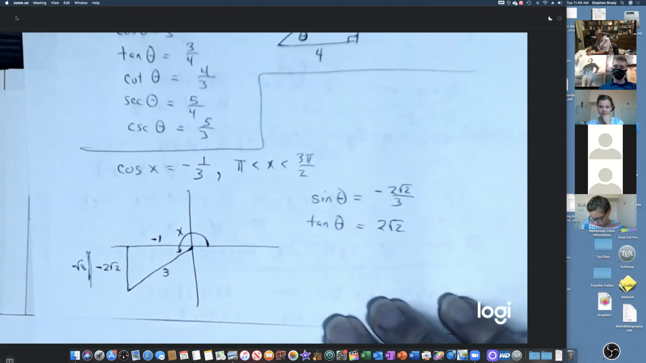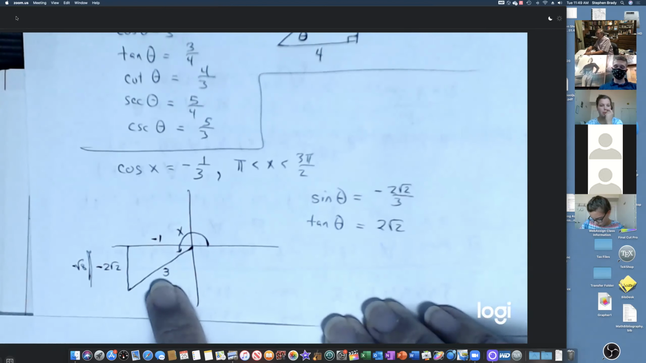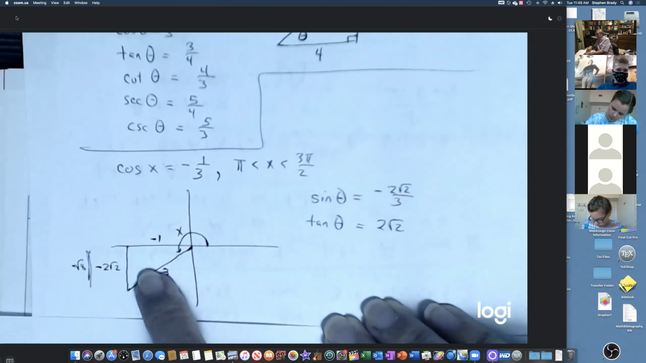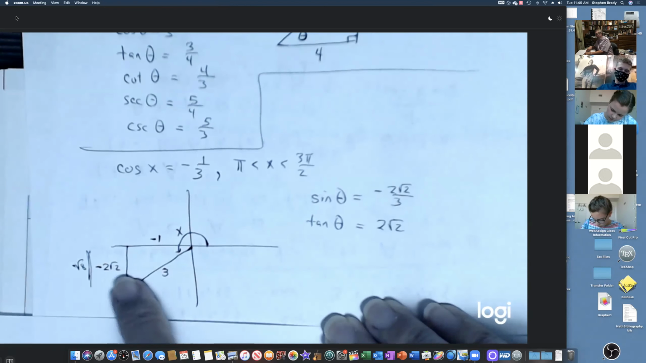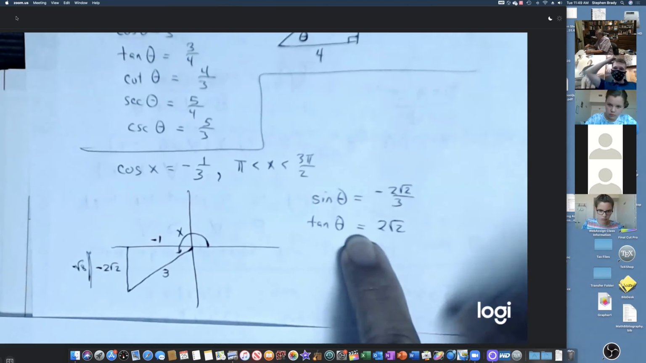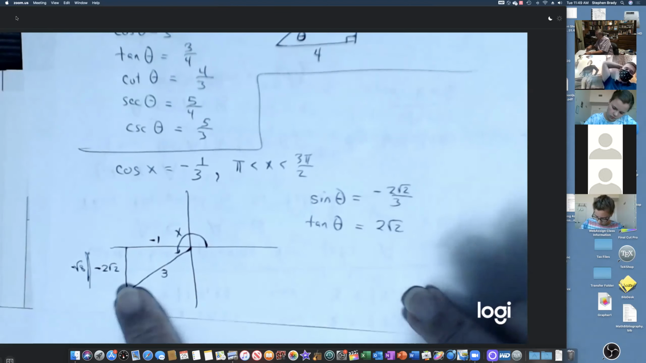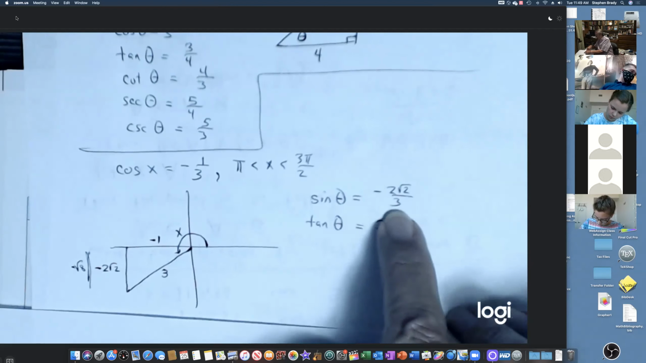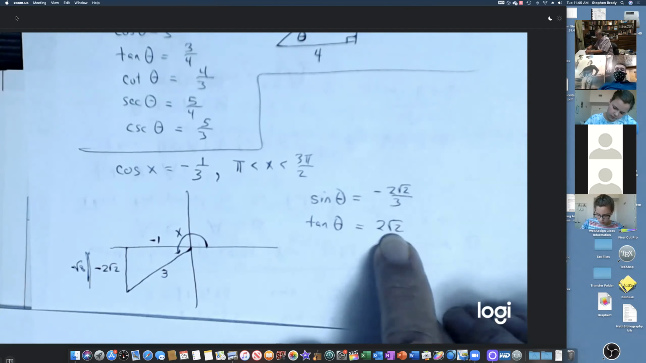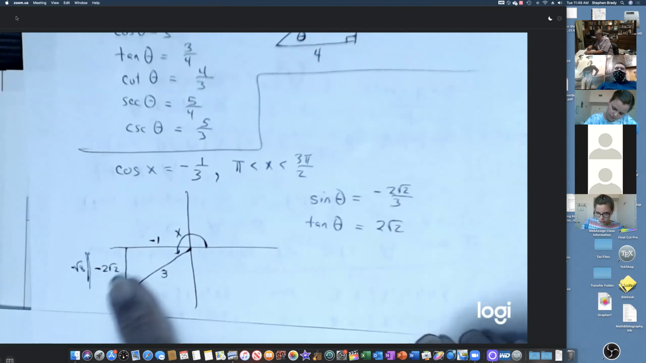Okay. Now, what are the 6 trig values of the 6 functions? Well, if you know about opposite, adjacent, and hypotenuse, you do the 6 things. So I just did 2 of them over here. The sine is the opposite. That's the -2 square root of 2 over the hypotenuse. The tangent is the opposite over the adjacent. In this particular case, it becomes positive.